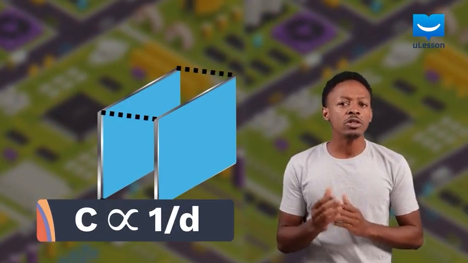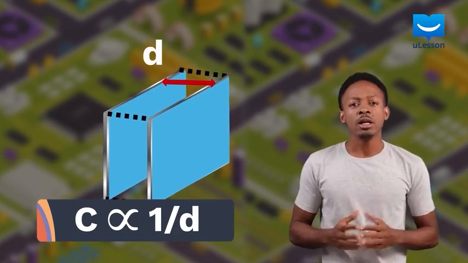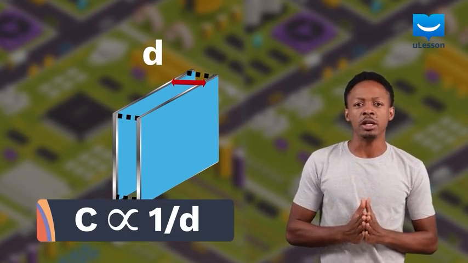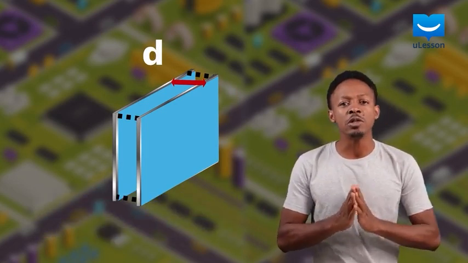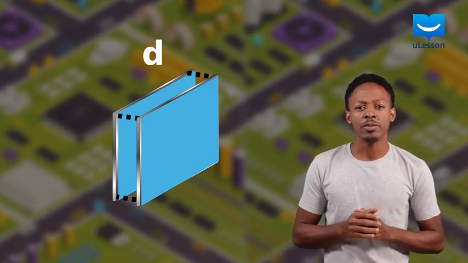The second factor that affects the capacitance is the distance between the two plates. Capacitance is inversely proportional to the distance between the plates. So the smaller the distance between the plates, the greater the capacitance of this capacitor.